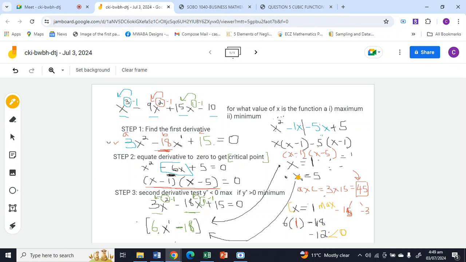We substitute now x equals 5 into this equation here. So we're going to say 6 times 5 minus 18. 6 times 5 is 30. 30 minus 18 is positive 12. So positive 12 is greater than 0. So x equals 5 is our minimum.